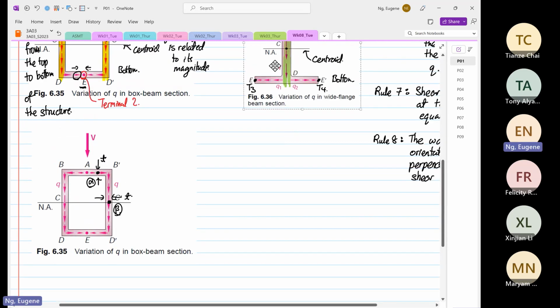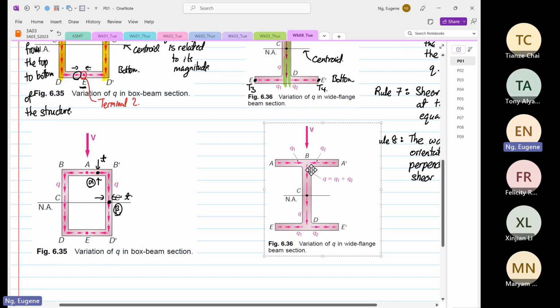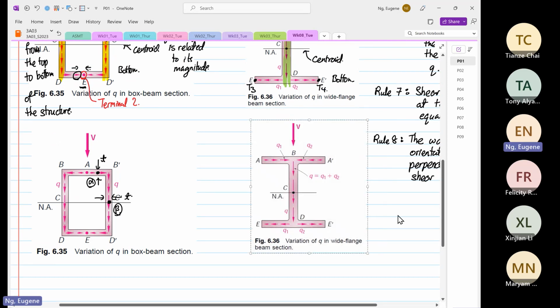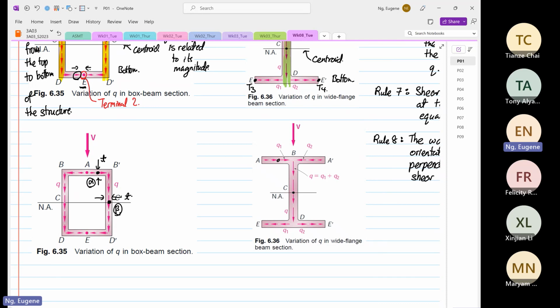For the wide flange, the same thing applies. If we want to find the shear flow at point alpha over here, the thickness to be taken is this thickness over here, and at point beta, which is at the centroid, this is the thickness that you take. So what you realize is the thickness is always perpendicular to the shear flow. These are the things that I want you all to get used to.